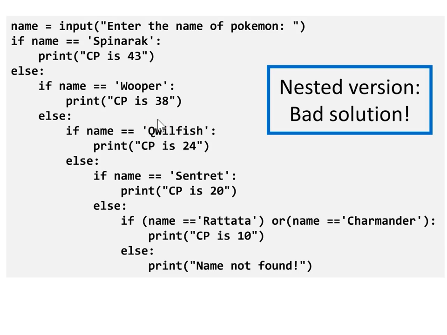The nested version is a bad solution because you can see your code is not very organized. You cannot really tell what the relationship is between all the conditions. In fact, they are parallel. They are actually checking the same variable, just checking the same variable equal to different string names. So this is a bad solution.